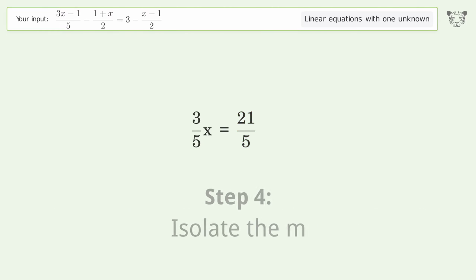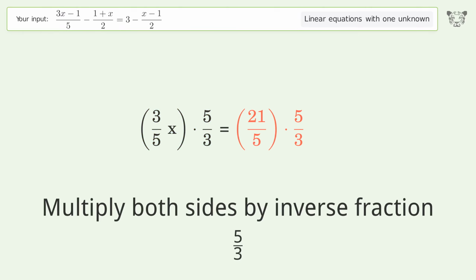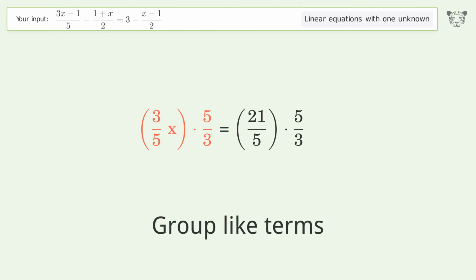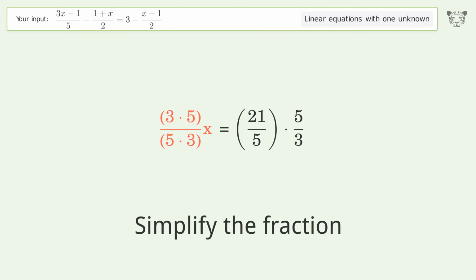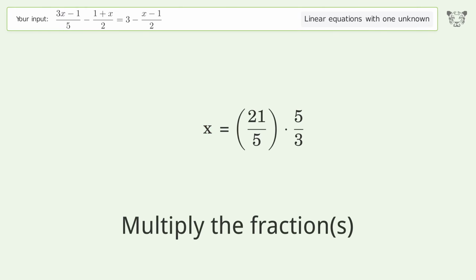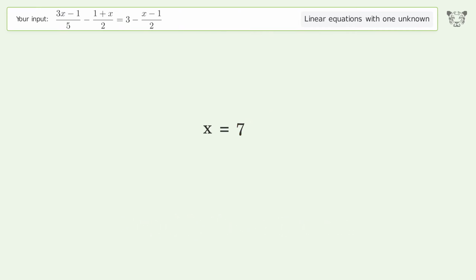Isolate the m. Multiply both sides by inverse fraction 5 over 3. Group like terms. Multiply the coefficients. Simplify the fraction. Multiply the fractions. Simplify the arithmetic. And so the final result is x equals 7.